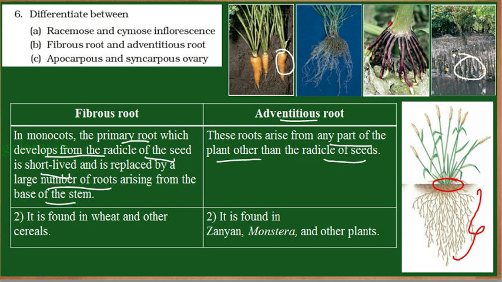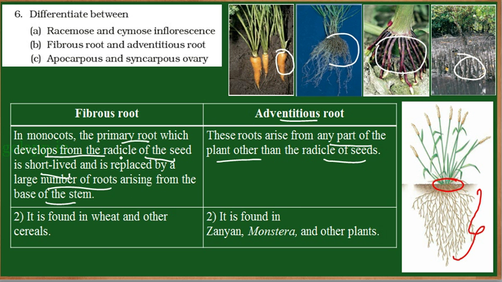So these are the pneumatophores, the roots which grow upwards. So like this, the roots which arise from any other part apart from the radicle of a seed. It can be the shoot, it can be the leaves, it can be stored roots, modified roots. So such roots are called adventitious roots. So these are the differences between fibrous roots and adventitious roots.